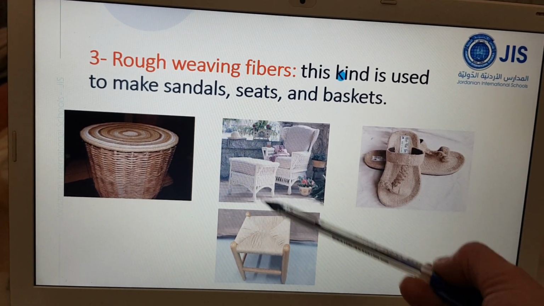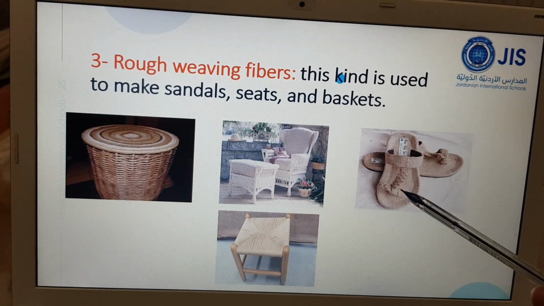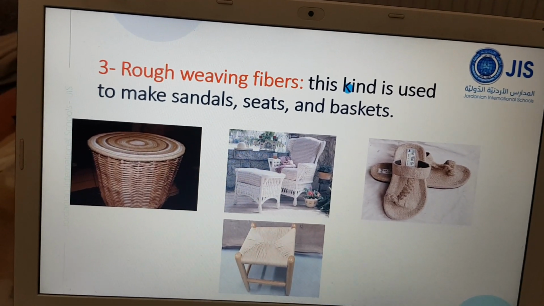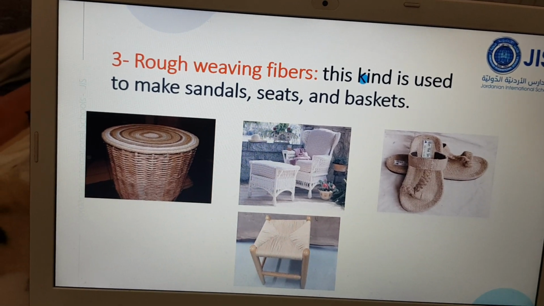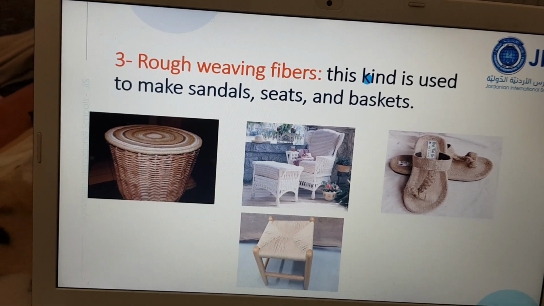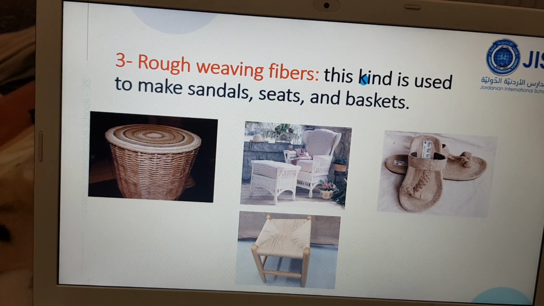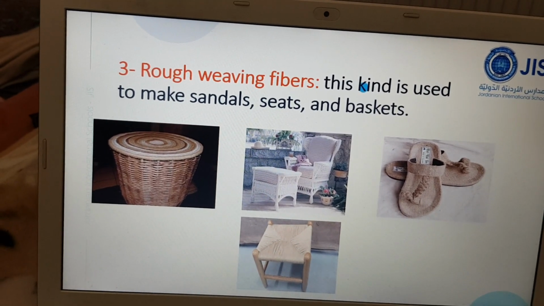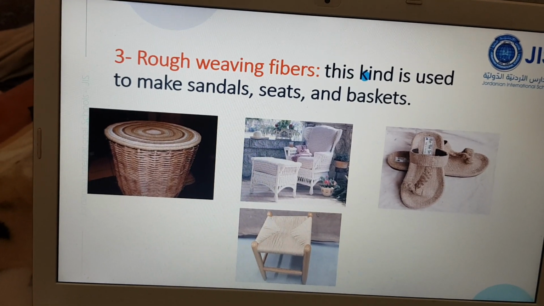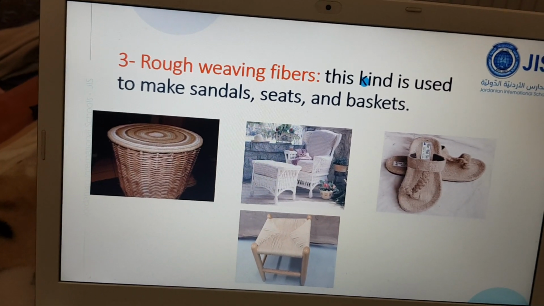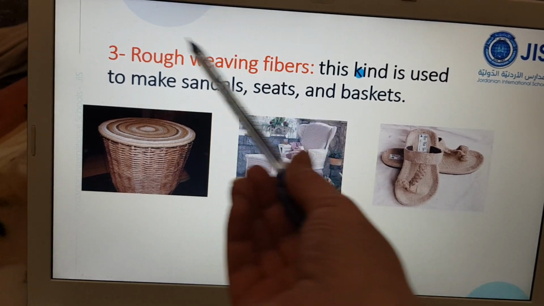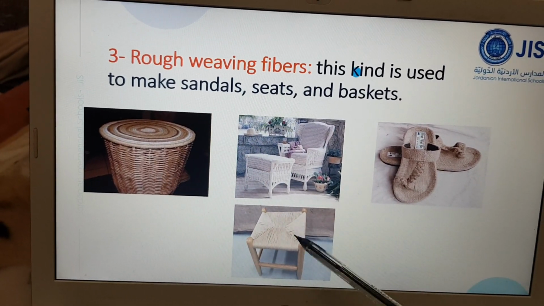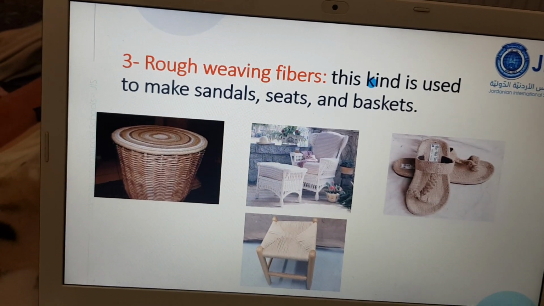This part is rough fiber, and also to make sandals. So this is the rough weaving fiber, because it's the kind of fiber that is harsh or rough, and we use it by weaving it to make different products. We can use the same kind of fiber, rough weaving fiber, to make many things. I can make baskets, chairs, sandals, and so on.